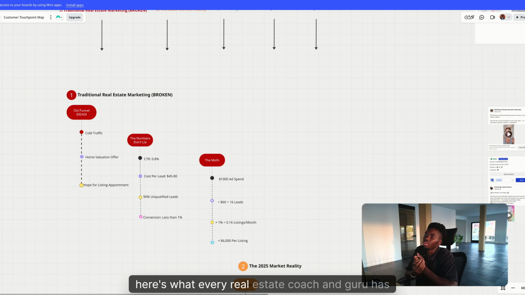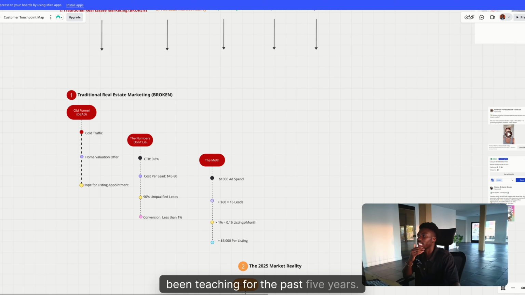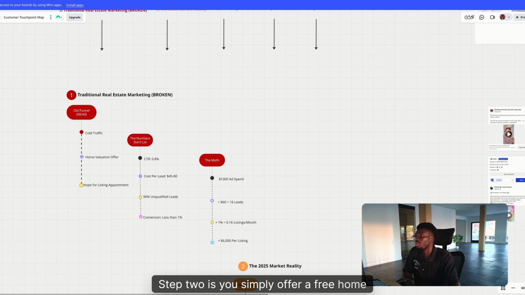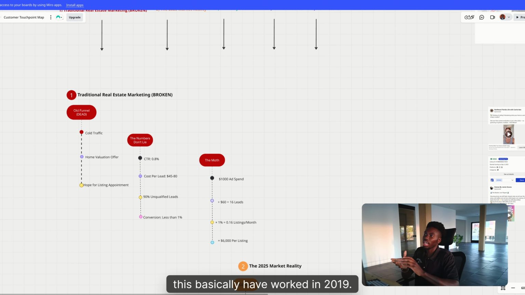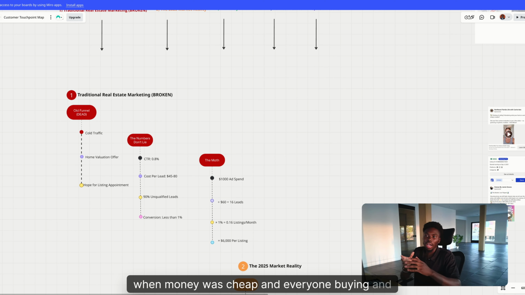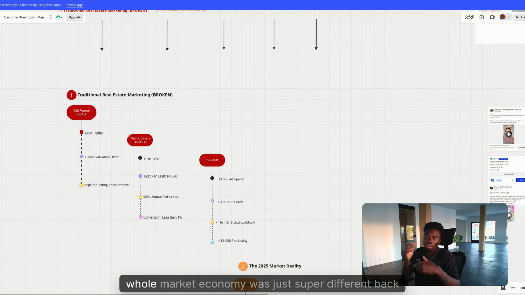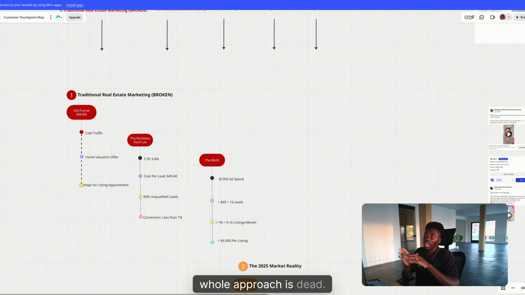As you can see in the red for pillar 1, here's what every real estate coach and guru has been teaching for the past 5 years. Step 1, you run ads to cold traffic. Step 2, you offer a free home evaluation. Step 3, you hope they book the listing appointment. This worked in 2019, it worked in 2020, and even in 2021 when money was cheap and everyone was buying and selling. There was a bit of a transition after the whole COVID stage, when people were getting stimulus checks and the market economy was super different. But in 2025, the whole approach is dead, and here's why.